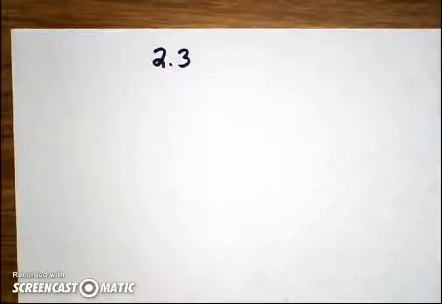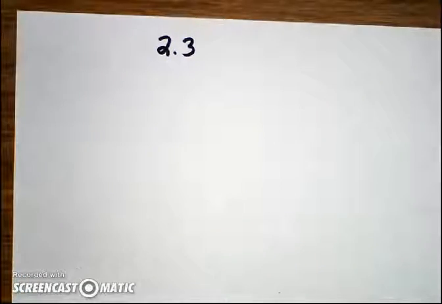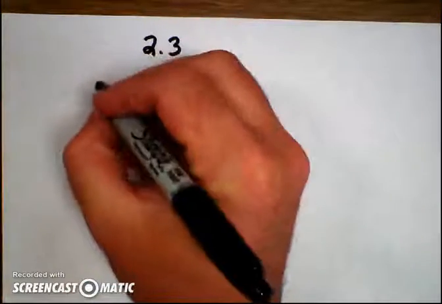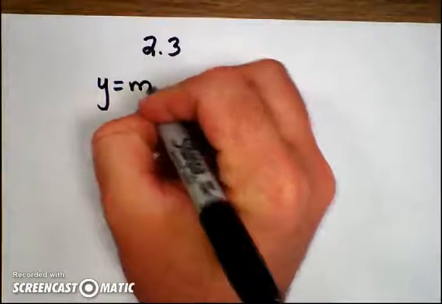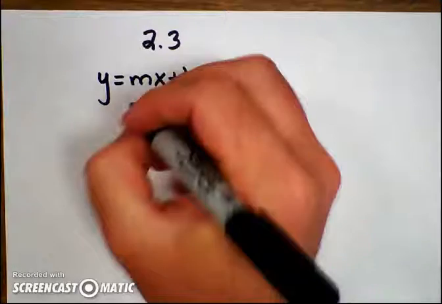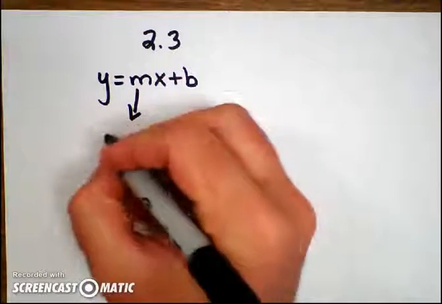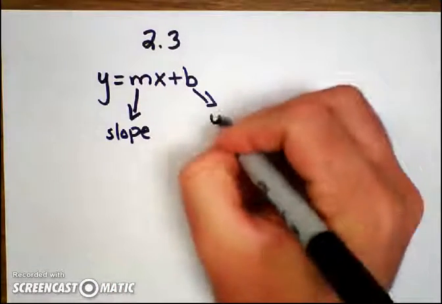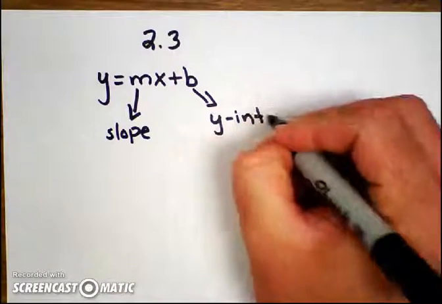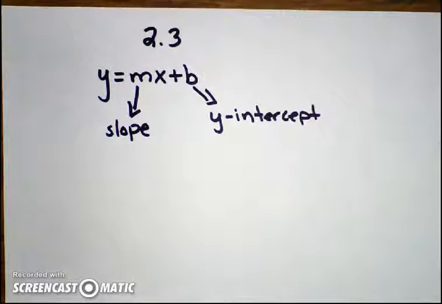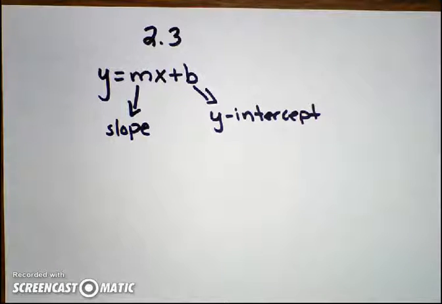In Chapter 2.3, we're going to be looking at graphing linear equations in slope-intercept form. This is the equation for slope-intercept: y equals mx plus b. The m in this equation represents your slope. The b in this equation represents your y-intercept. If you know those two things, then you can graph a line pretty easily.